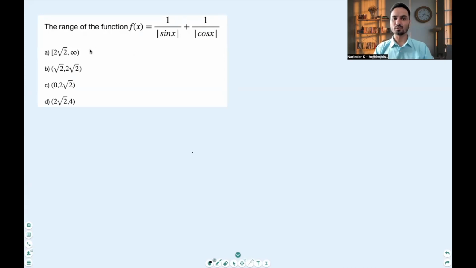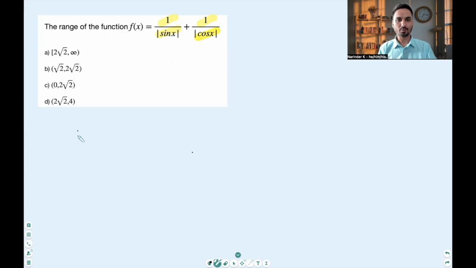Today we are discussing a question on finding the range of a function, and the question is: the range of the function f of x, where f of x is 1 over modulus sine x plus 1 over modulus cos x, and we are given 4 options, and it is a single answer correct question. At first, this might look difficult to solve, but it's pretty easy and it can be solved in less than 1 minute if you know the right concepts to apply. So let's get started without wasting much time.